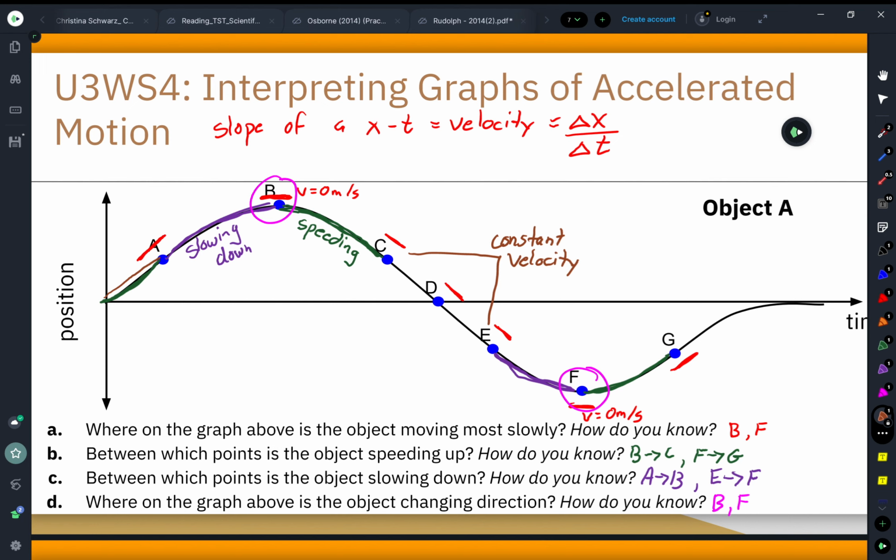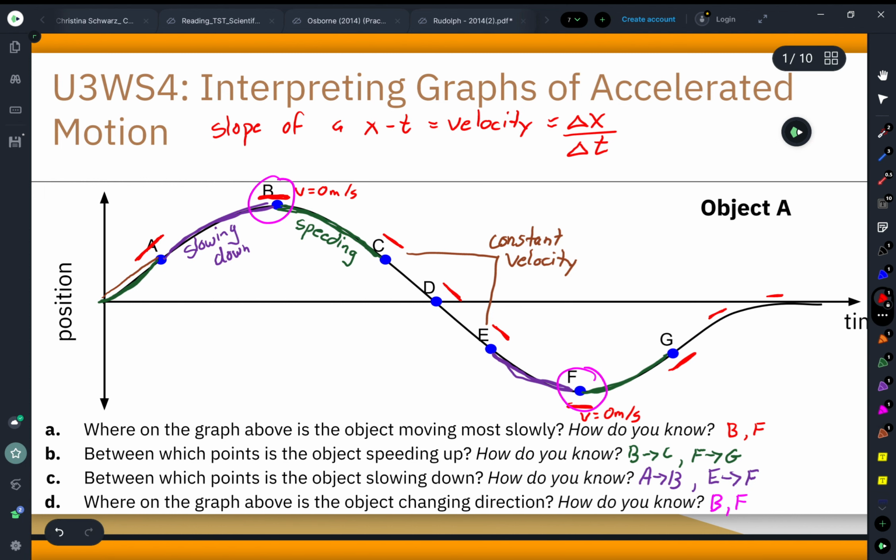Where there's a region that is not ambiguous is past G. Because past G, the slope is getting less and less steep over time, which means it would definitely be slowing down. It's not something that I'm going to be including in my answers here because it's not really points on the graph or between points that we know, but it's just something to be thinking about.